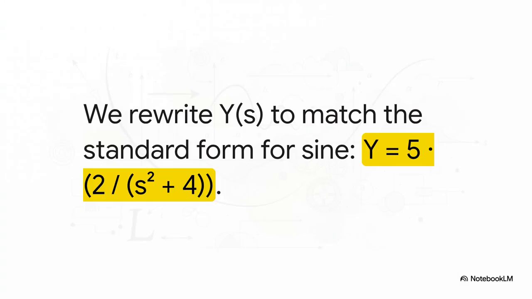Now for the inverse transform. This is a neat little bit of algebra. We need our expression to match a standard form from our Laplace table. We know the transform for sine of kt is k over s squared plus k squared. Well, in our problem, k squared is 4, which means k has to be 2. So we need a 2 up in the numerator, but we have a 10. So what do we do? The trick is to cleverly rewrite 10 as 5 times 2. Now that 2 over s squared plus 4 part is a perfect match for our sine pattern.